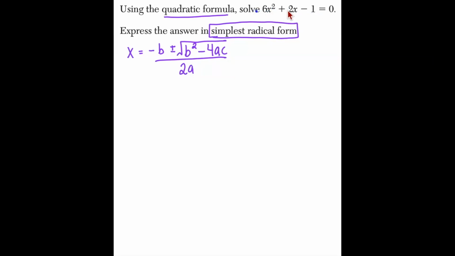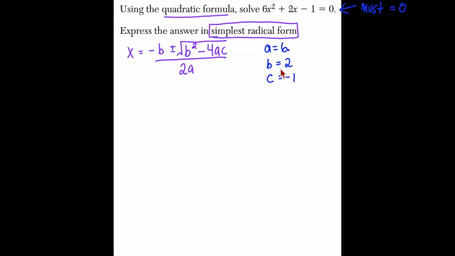Now, the biggest trap to watch out for is that it must equal 0. If it doesn't equal 0, you have to do a little bit of algebra to force it to equal 0, and then you can go ahead and use the quadratic formula. But it's already the case here, so I just have to identify A, the coefficient of the x squared term, that's 6. B is the coefficient of the x term, that's 2. And C is the constant term here, which is negative 1.